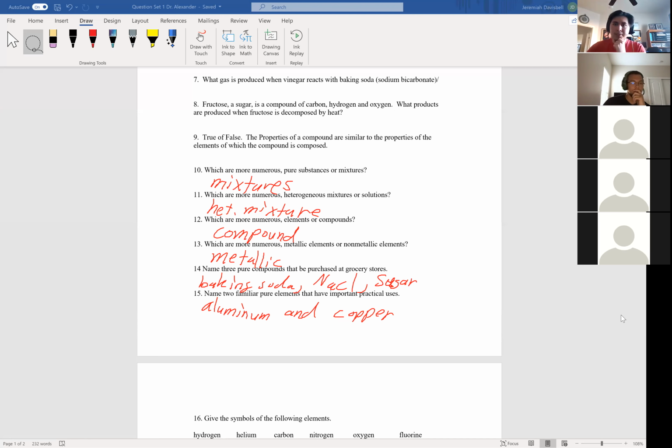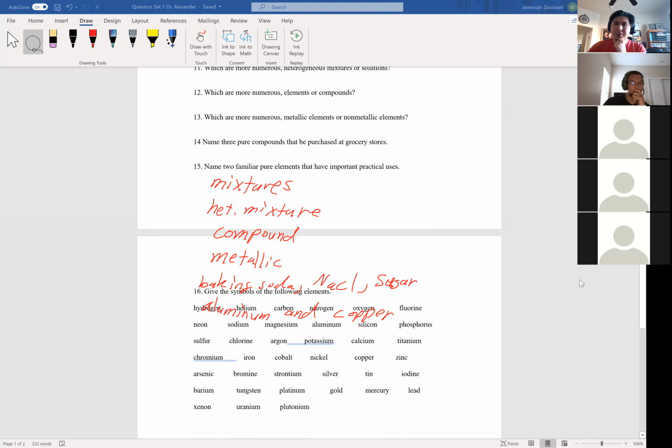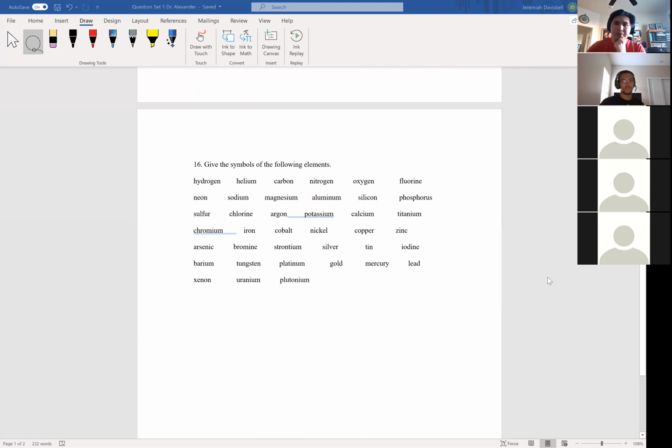So let's see, Jeremiah, if you can please scroll down. Oh, this is just the elements. All right, perfect. So next is just label the elements. So what's the symbol for hydrogen? Labeling our elements. H. And going down the line, what about for helium?